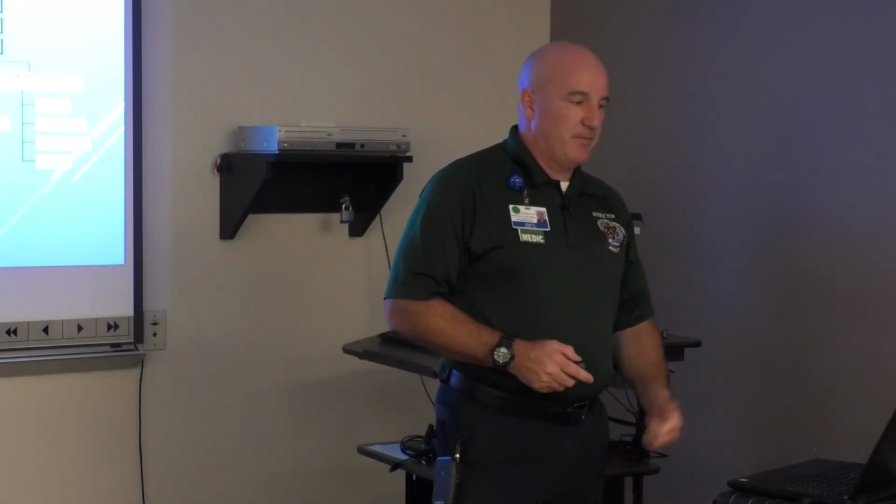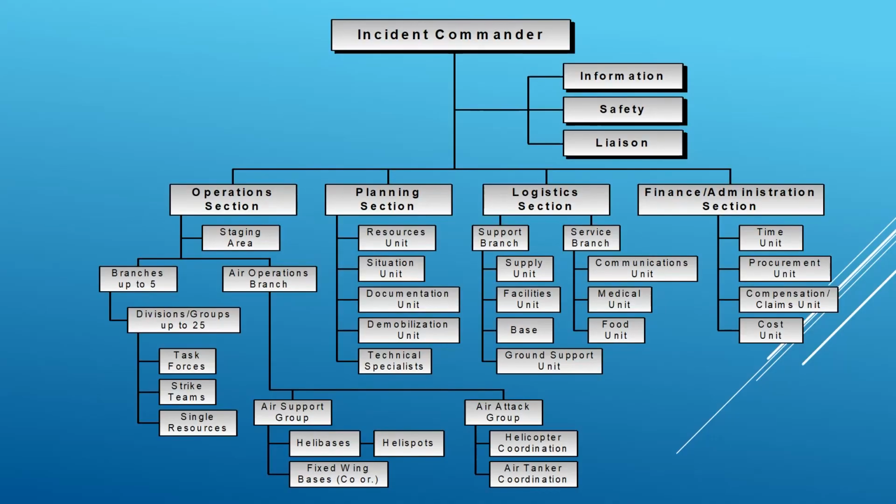So incident commander, you've got your information, safety, liaison, and then you've got your FLOPS: your finance, logistics, operations, planning. Underneath those, you have all the different roles that fit within that system. Operations section is usually the meat of your incident, because that's the people that are actively engaged in the tactics that mitigate the incident.